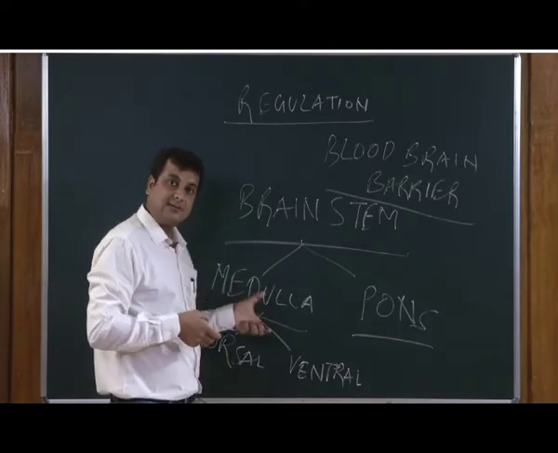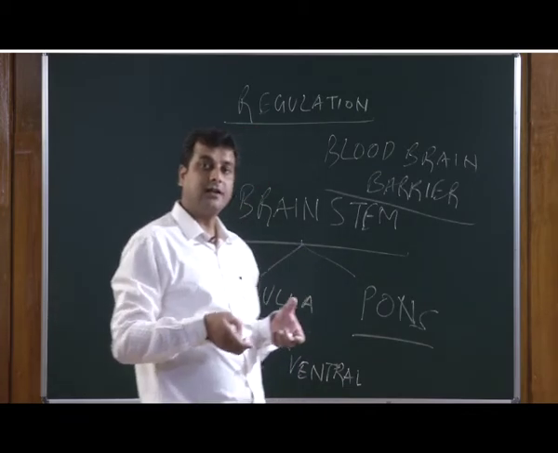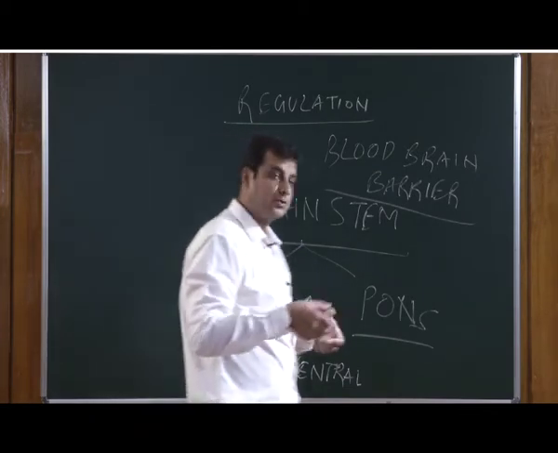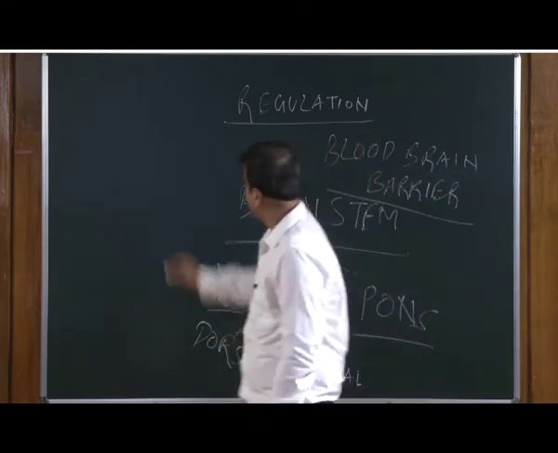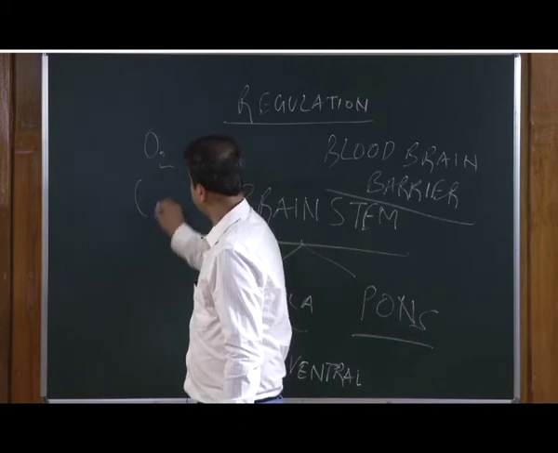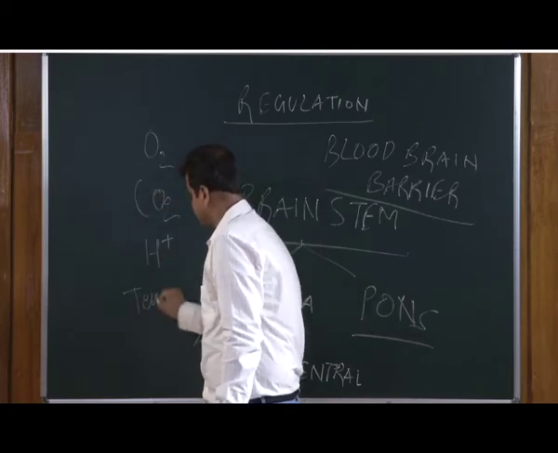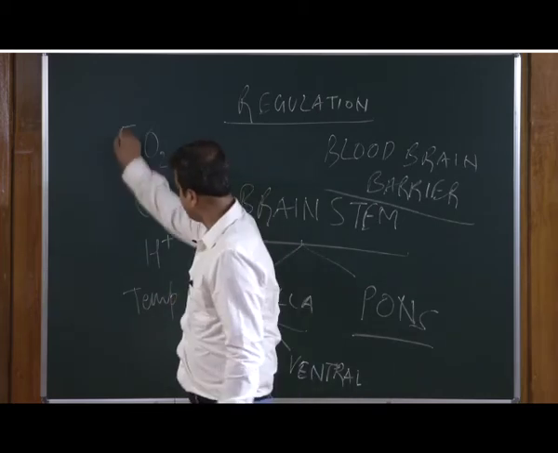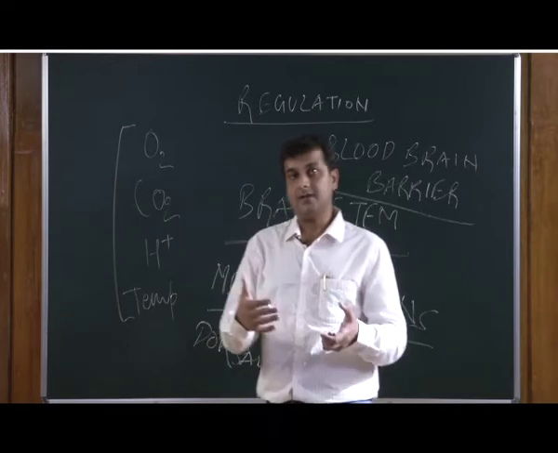So, H plus ion and CO2 concentration are the major ingredients. What we discussed throughout this topic of respiration is that we have oxygen, we have carbon dioxide and we have H plus, and sometimes we have temperature. So, these four are the players that can maintain or regulate the respiration.